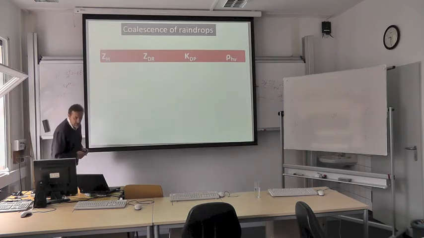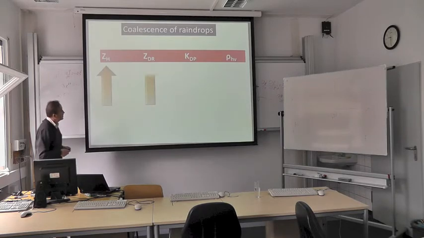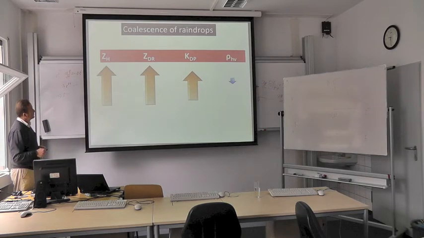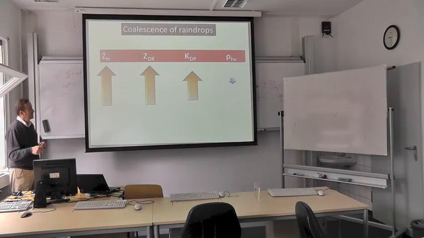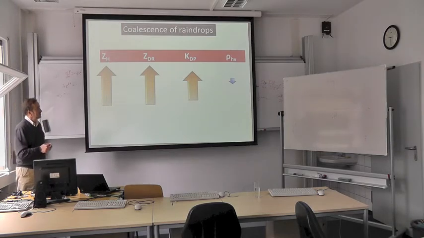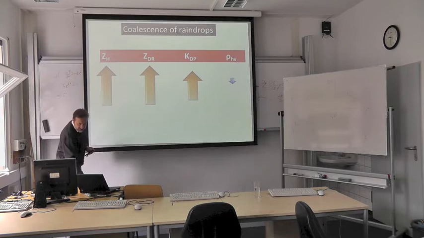So again, the pictorial presentation is like this. Z increases, ZDR increases, KDP increases. Rho HV may drop a little bit because of coalescence, since the bigger size of raindrops usually results in a slight increase in the cross-correlation coefficient.